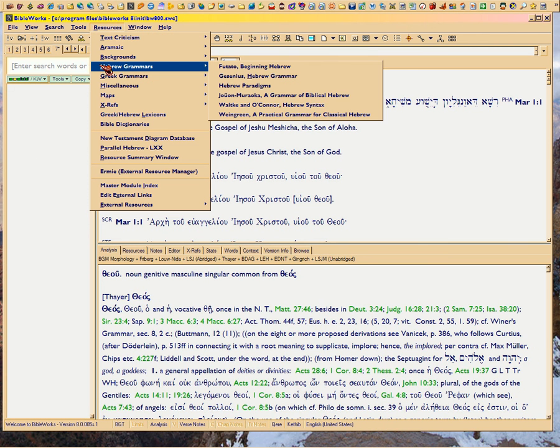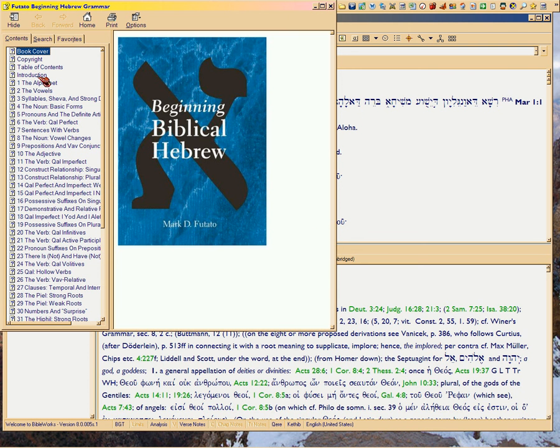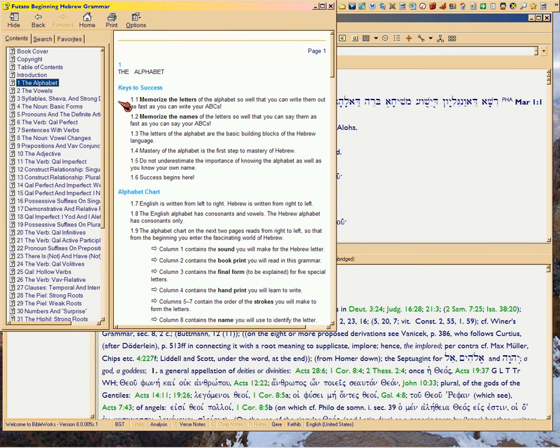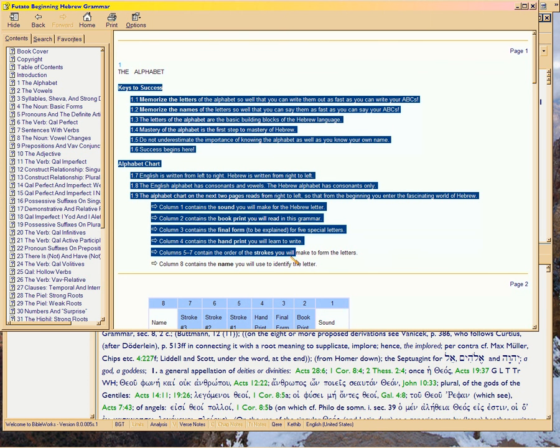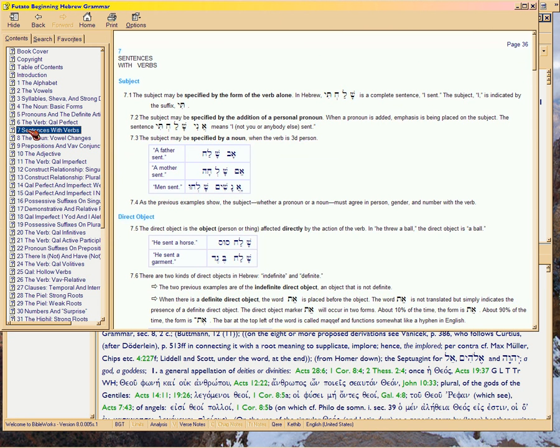So that's it for the Hebrew. Oh, I didn't show you Futato. I should show you Futato. There's Futato. That looks like the cover of my hardback. Here's his introduction, and he talks somewhat more simply, kind of like Weingreen does. Alphabet. See, he's thinking of the reader. He's giving you an outline that's thinking of the reader. So this is a good guy to get too. You've got him already bundled with BibleWorks, otherwise you have to buy it. There's sentences with verbs. See how he's organized it? So this is good for reading.